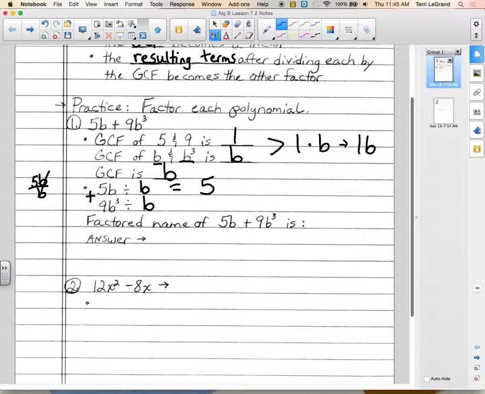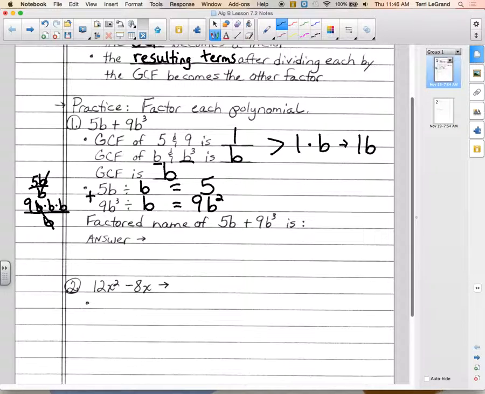9b cubed divided by b. That'd be 9b squared. Maybe you need to write out all those b's. There's nothing to cancel with in the 9, but these b's cancel, and we see that we have 9b squared. If we have a good GCF, there should never be a denominator left. Everything should cancel out of the denominator.